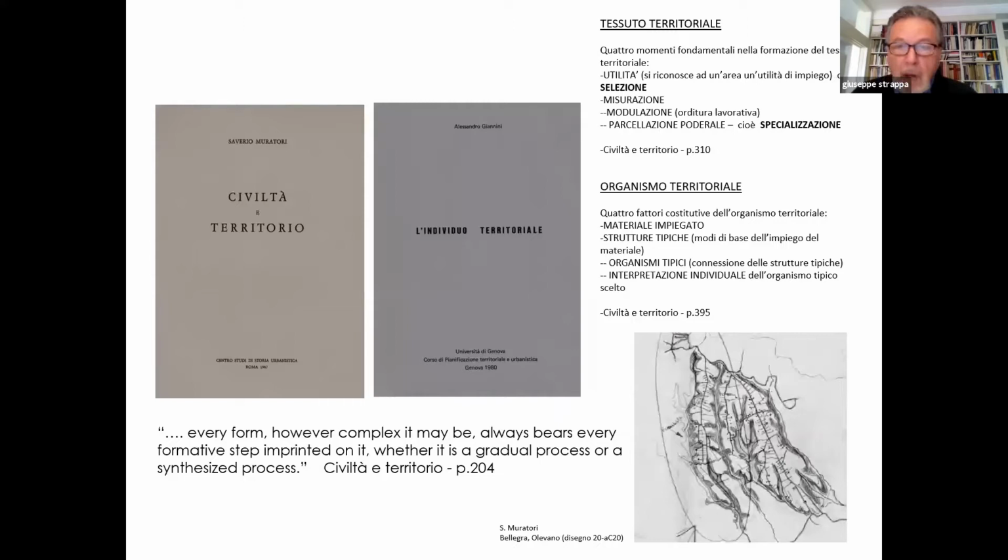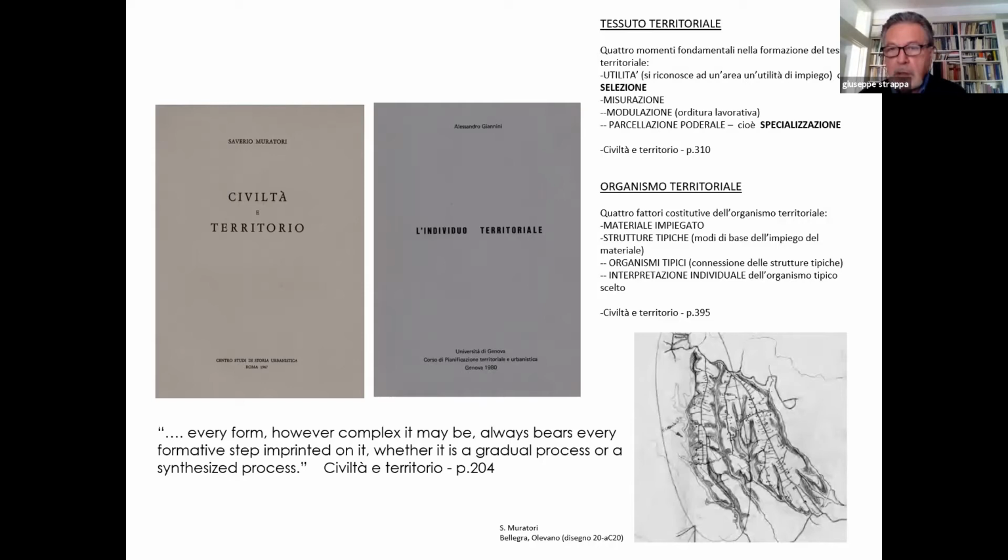Our idea of territory is mostly based on the lectures by Saverio Muratori. Saverio Muratori was, maybe some of you know, an Italian architect who posed the problem of reading the built landscape from a scientific point of view. And as for the territory, he posed the problem of interpreting the territory from the point of view of the architect, not the geographer, which is the difference.